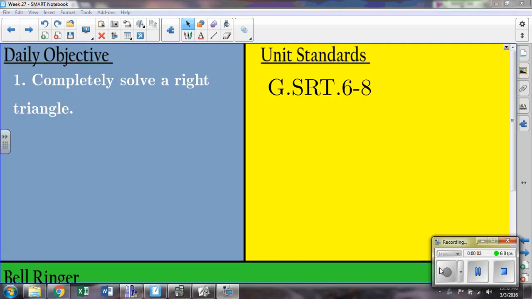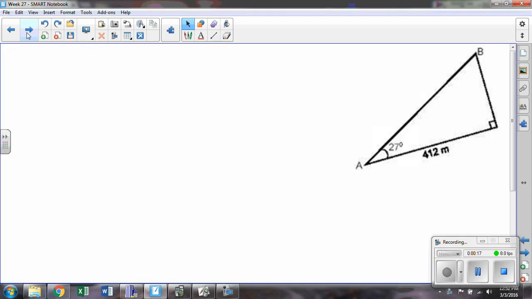In this video, we have sort of the culmination of similarity right triangle standard number 8. The last thing we have is to completely solve a right triangle. Basically, completely solving is going to be very, very similar to the things that we've already been doing. We have a right triangle for our trigonometry. We have pieces that are given to us.